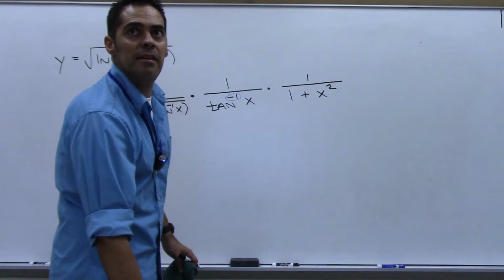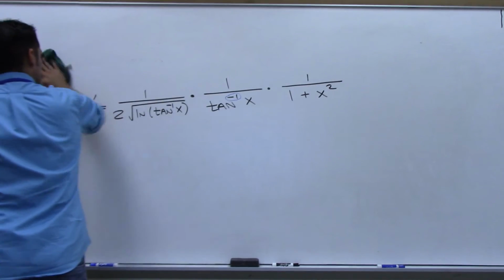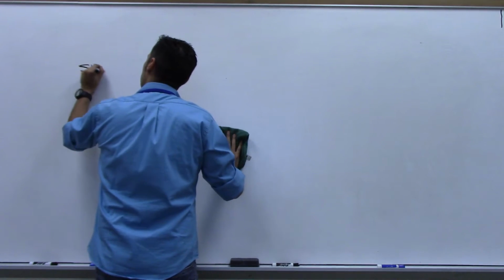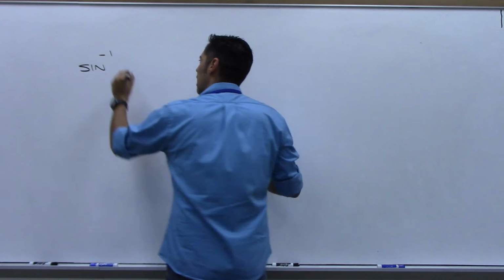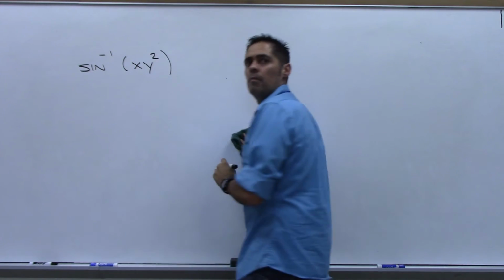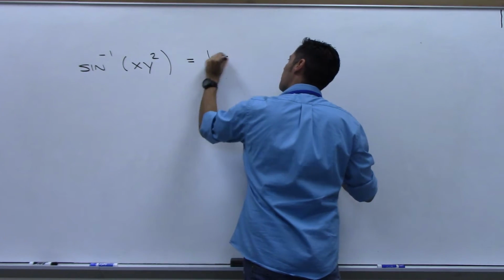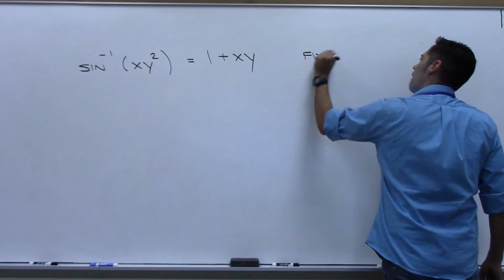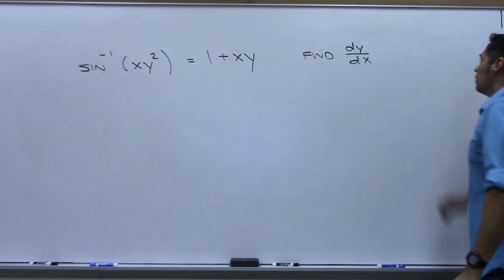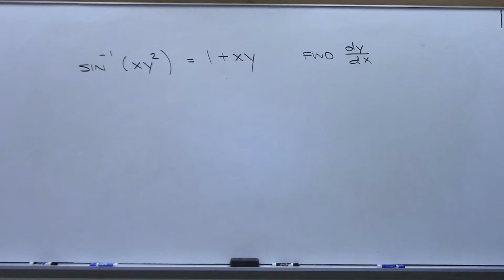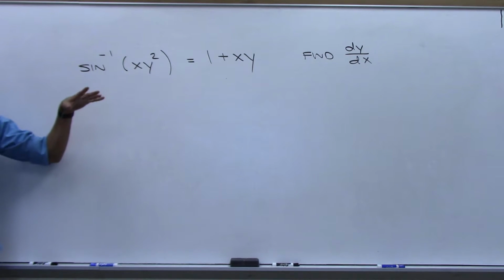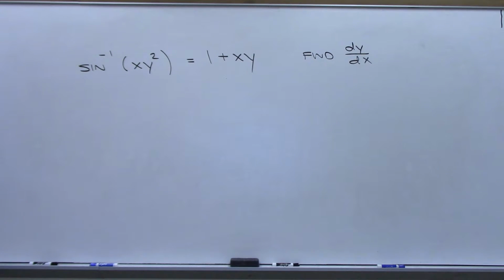All right, let's try this next one. How about this? Arc sine of x y squared equals 1 plus x times y. And you're asked to find dy dx. So can we find the slope of the tangent line, some way of representing that, if we have this equation? Does anyone recognize what we're going to have to do here?